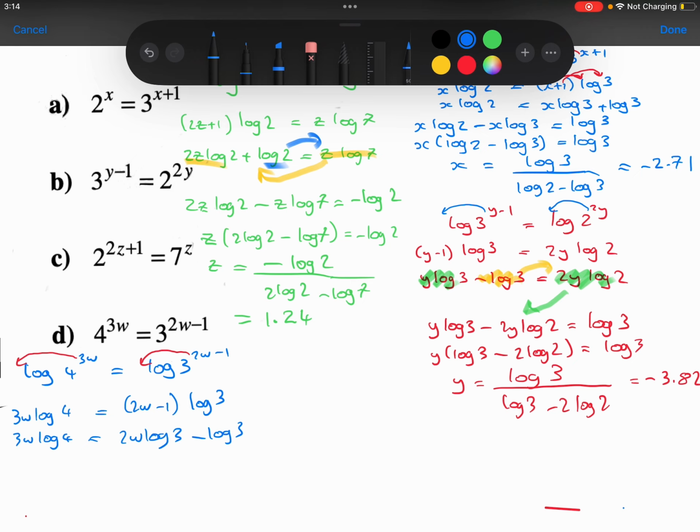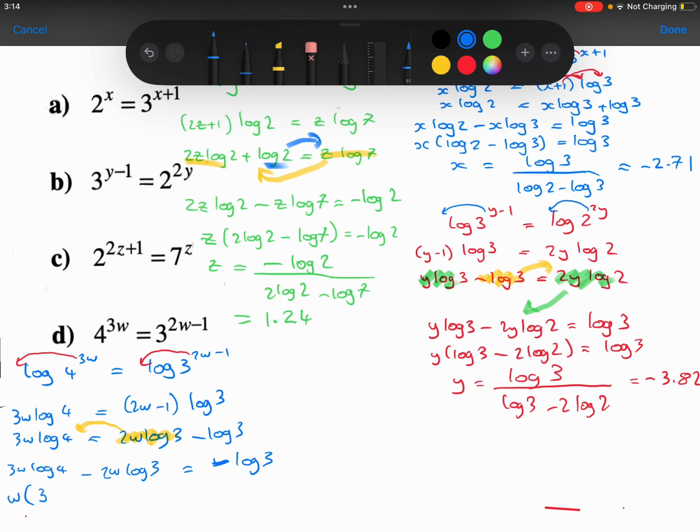Now I'm going to collect the w terms together on the left hand side. So I'm going to subtract this from the left hand side so the w's are together. Leave the minus log 3 on the right hand side because it doesn't have a w in it.